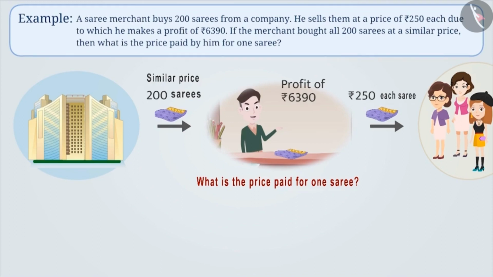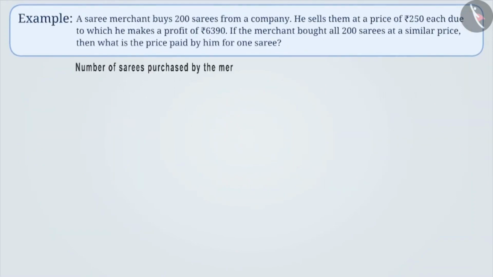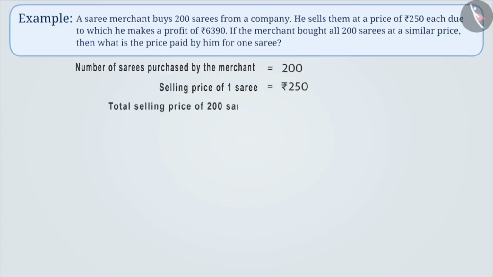Let's solve this. First of all, we will see what information has been given in the question and what we need to find out. From the example, it is clear that the number of saris purchased by the merchant is equal to 200. He sold them at a price of rupees 250 each, which means the total selling price of 200 saris is equal to 200 into rupees 250, which is equal to rupees 50,000.